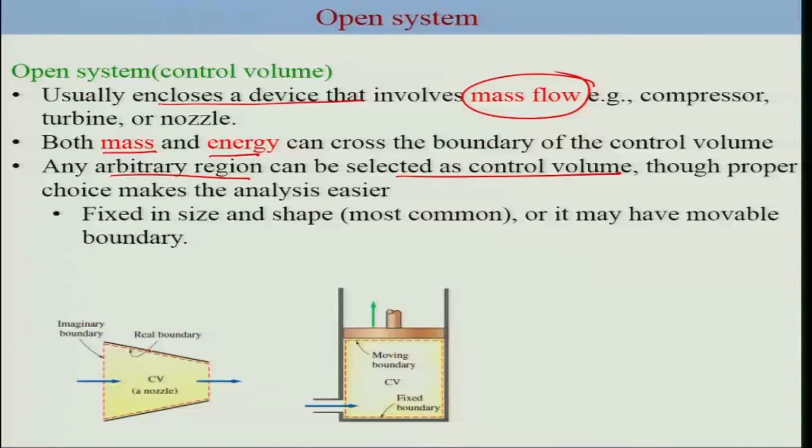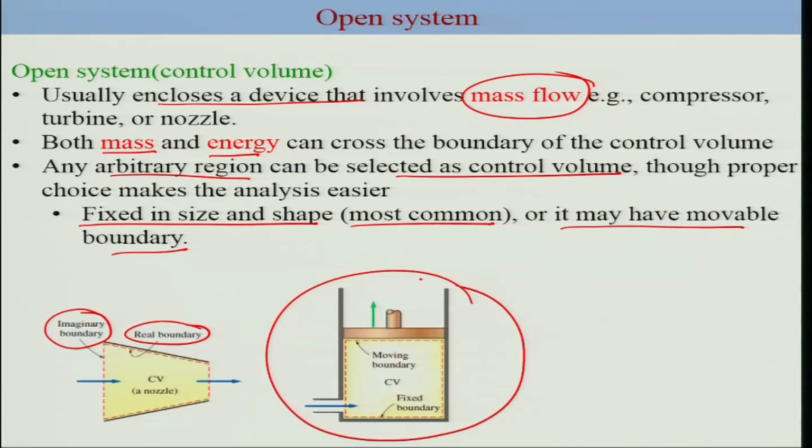Now here you can clearly see that some part of the control volume is real and some parts are imaginary. Now this control volume would be fixed in shape and size, which is most common, or it may also have a movable boundary. This is an example of a movable boundary, where this particular part of the piston cylinder can change depending on the pressure induced by the flow. So the open system allows mass to flow and energy can also cross the boundaries.